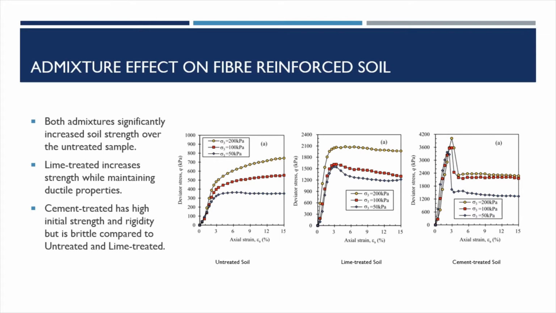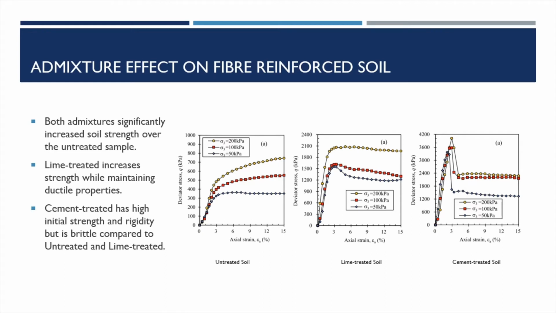The samples were then treated with an admixture at 5% by unit weight. The cell pressures for the triaxial testing were 50, 100, and 200 kilopascals. The sample was then sheared at a rate of 0.08 mm per minute to determine the deviator stress, axial strain, and shear strength. Here are stress-strain graphs from the triaxial compression tests conducted on a 0.1% fiber sample.